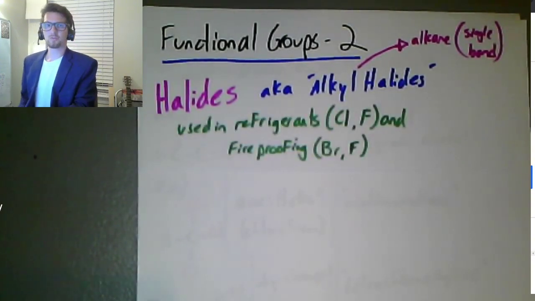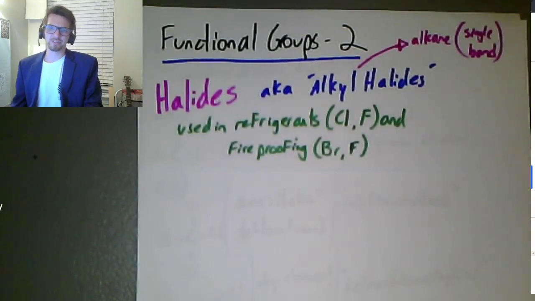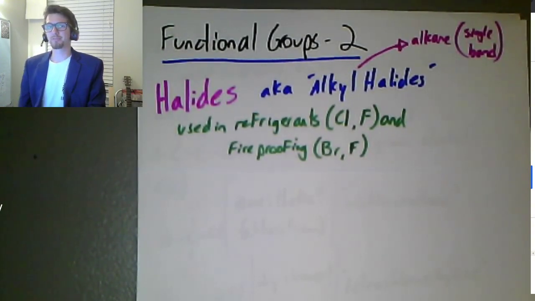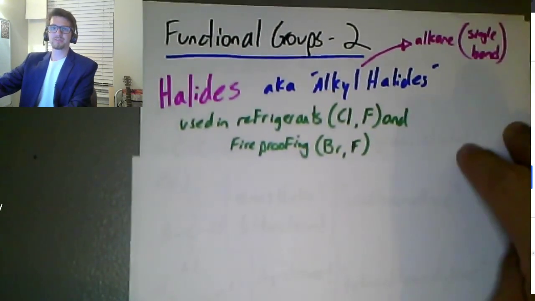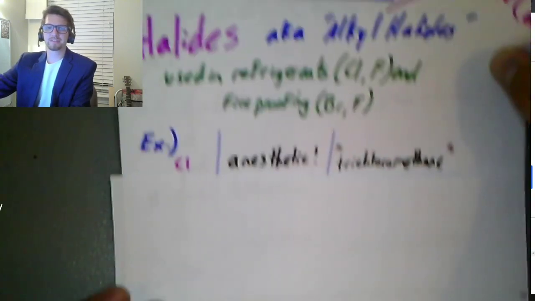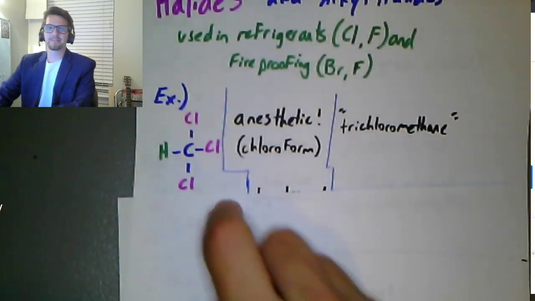So what are these used for? We find these in refrigerants, right? Things that make things colder, usually the chlorine and the fluorine, and we find them in fireproofing. We'll find more of the bromine and fluorine there. So we use these halides for those things. Let me give you an example. Here is a friend we have here.